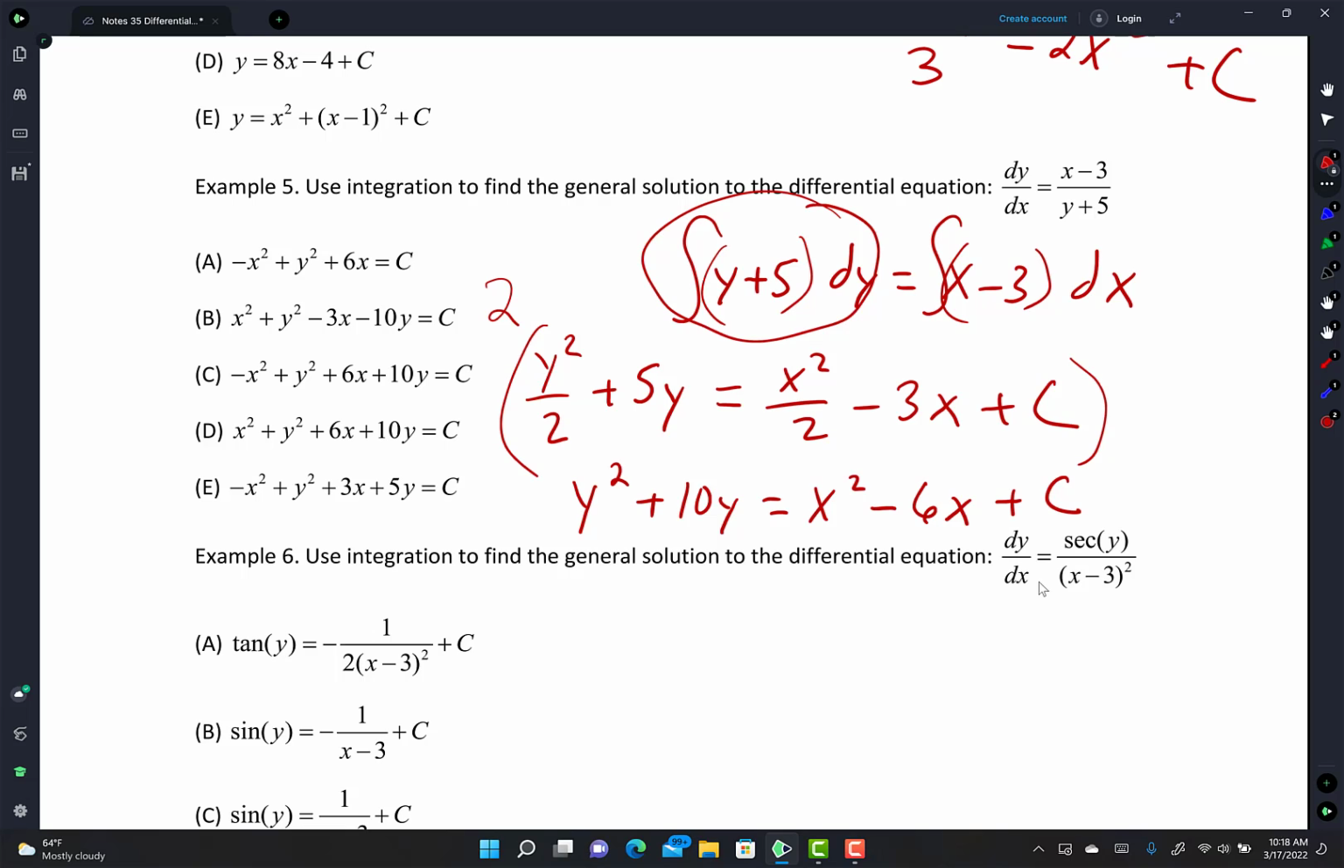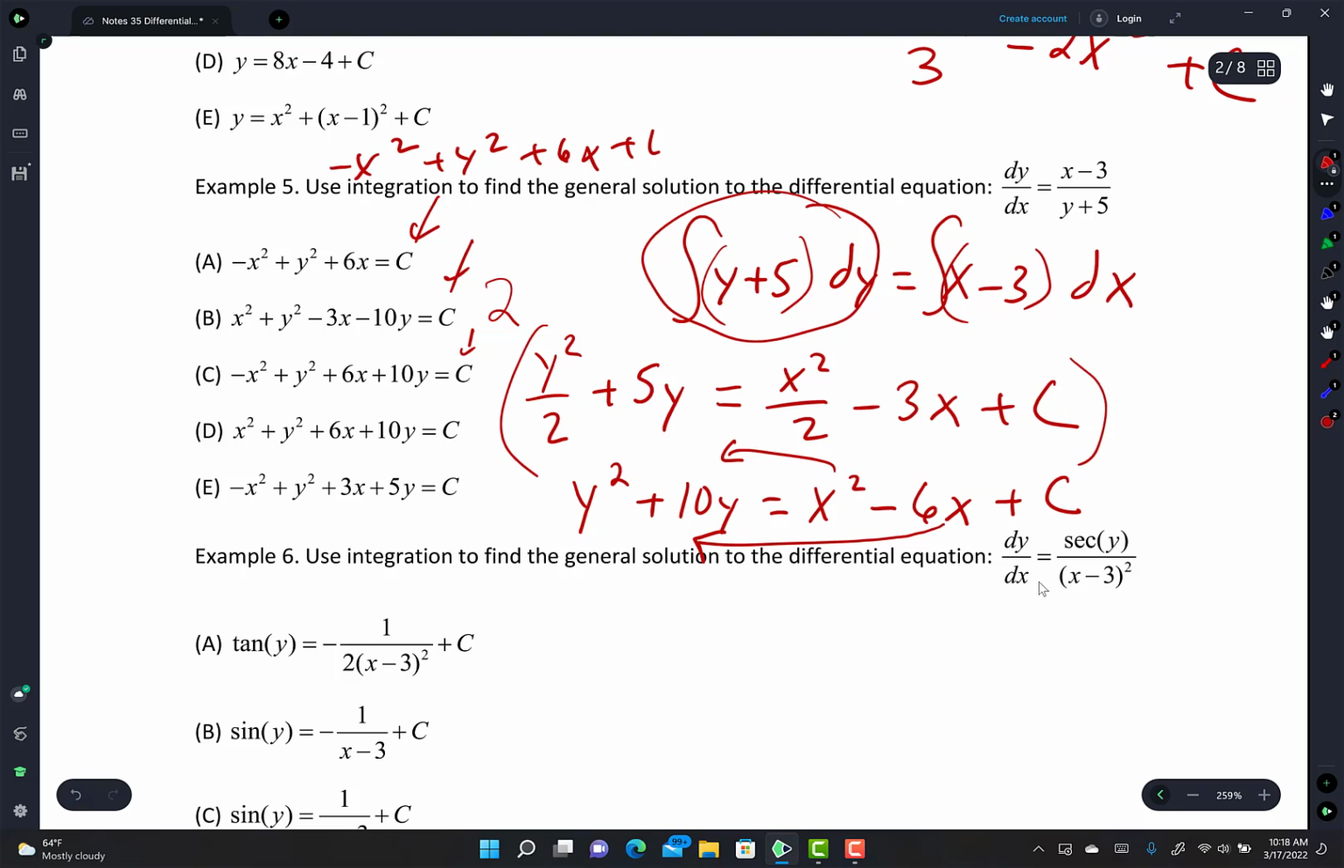Okay, we're done, guys. Now you just got to make it look like one of these. Notice that all of them have equals c. So that means move the x squared to the left. Move the negative 6x to the left. So my equation is going to be, is that a negative x squared? Negative x squared plus y squared. And then what do they put next? That's 6x plus 6x plus 10y. That's a 10. Equals c. Let's look for that. Is that in there? Which one is it? C.